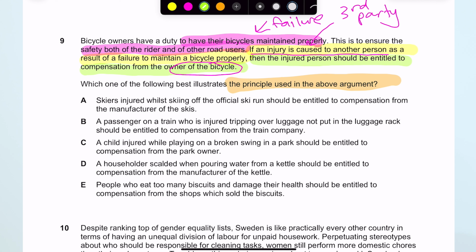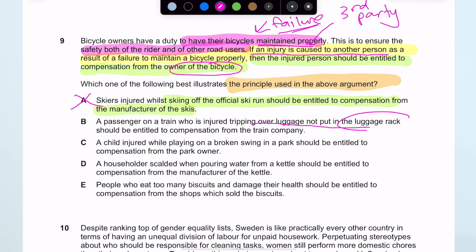So if we look at A, skiers injured while skiing off the official ski run should be entitled to compensation from the manufacturer of the skis. What's missing there, which makes this wrong, is lack of maintenance. There has to be something about the ski manufacturer not maintaining its skis. B: a passenger on a train who is injured tripping over luggage not put in the luggage rack should be entitled to compensation from the train company.